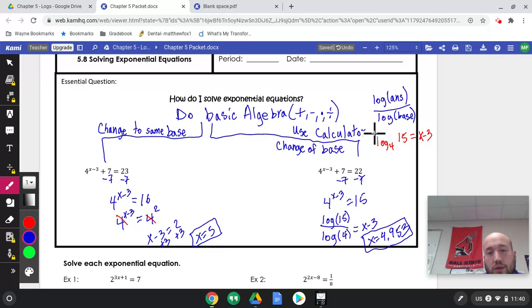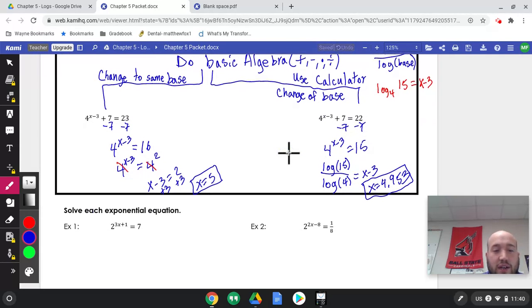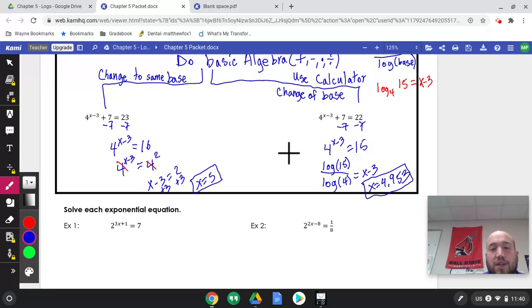Okay, you also sometimes will have to use this method when you can't come up with a number that's even. But what I recommend is take a look at it. If it takes you more than 3 or 4 seconds to come up with a base you could change it to, then don't waste your time. Just go over here and use the change of base method.